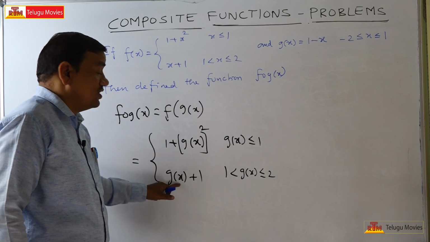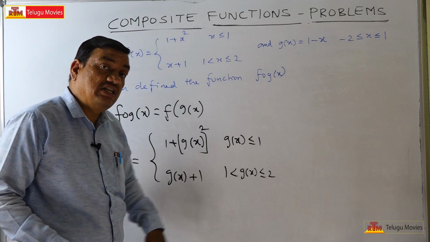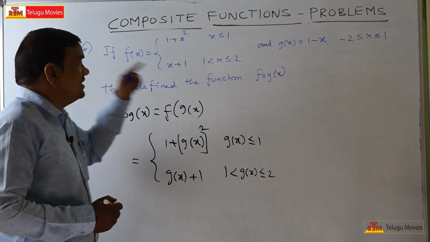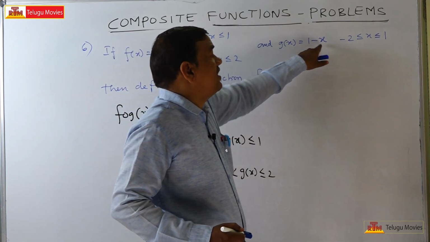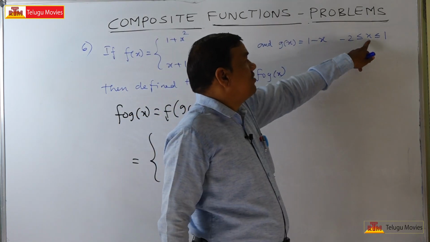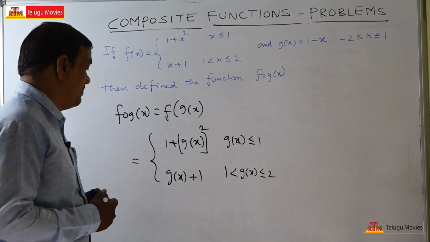x plus 1, g of x plus 1, 1 less than x less than or equal to 2, 1 less than g of x less than or equal to 2. Okay, now right. Further we clarify. What is g of x? g of x value is 1 minus x. What is the domain of g of x? Minus 2 less than or equal to x less than or equal to 1. Okay, now remember that.